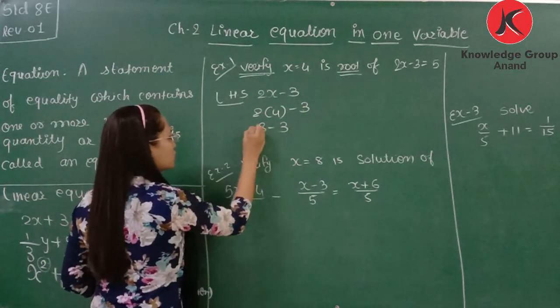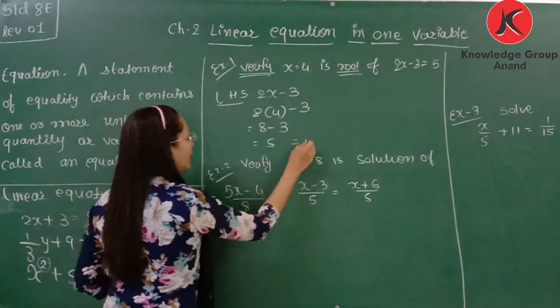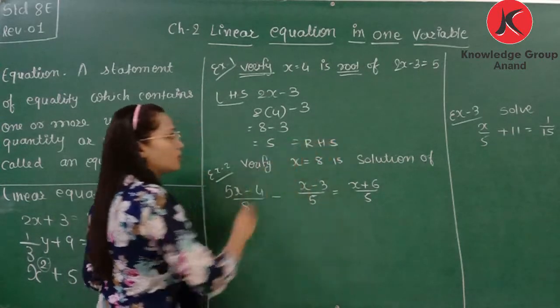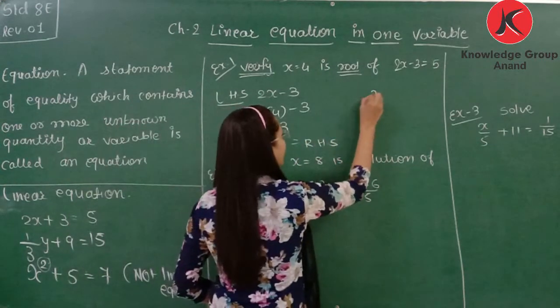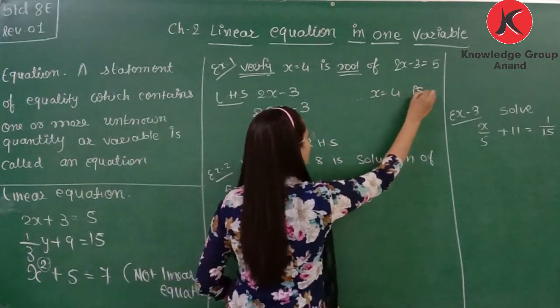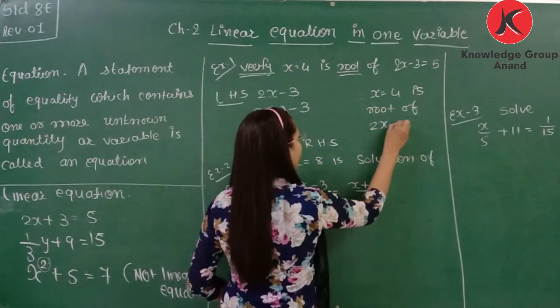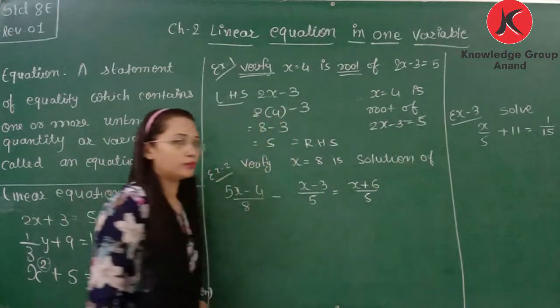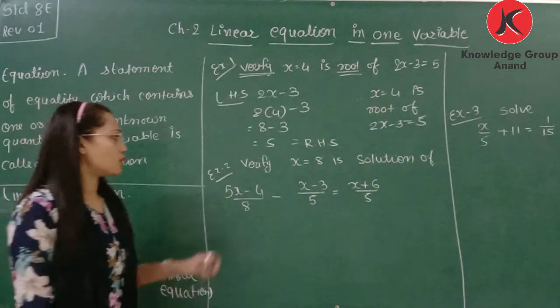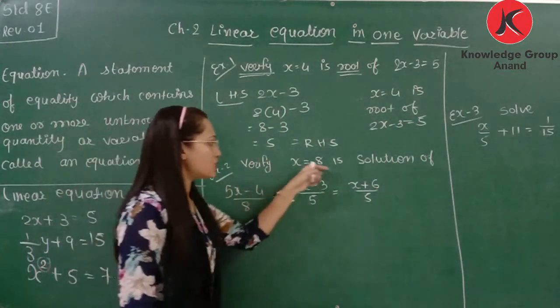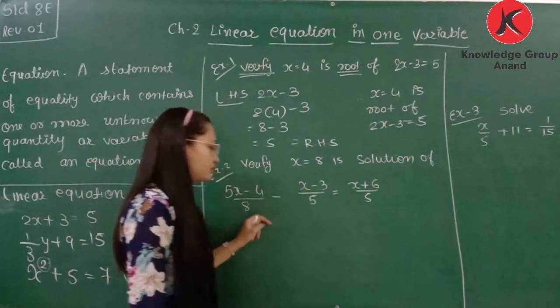8 minus 3. So we get 5. Now we get our right hand side. So we can write x is equal to 4 is a root of 2x minus 3 is equal to 5. Clear? Now next one. Verify x is equal to 8 is a solution of the given equation.